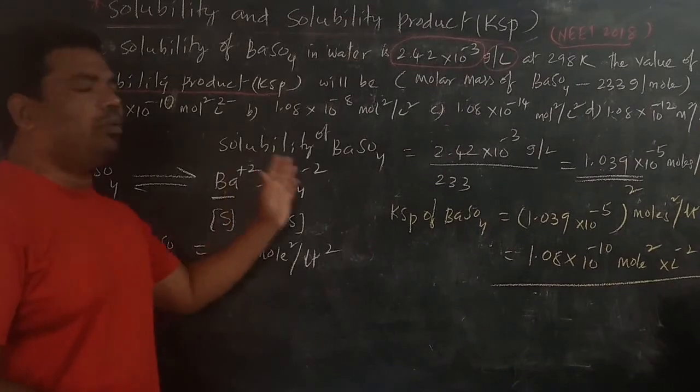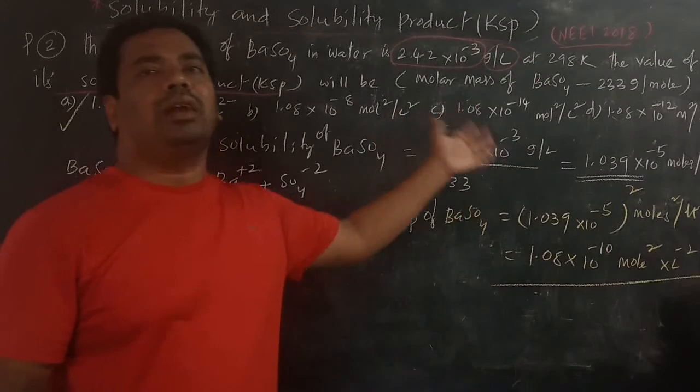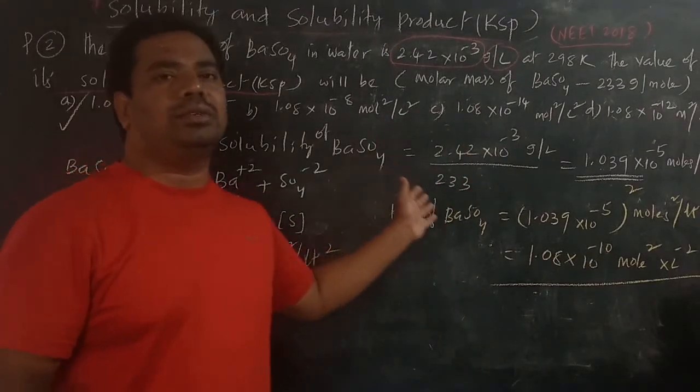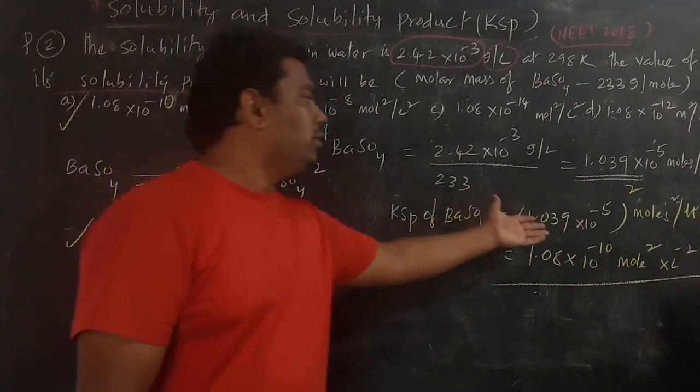So this is the problem. If the problem is given in gram per liter, you can simply convert it into moles per liter, and then we find the solubility product of barium sulfate.